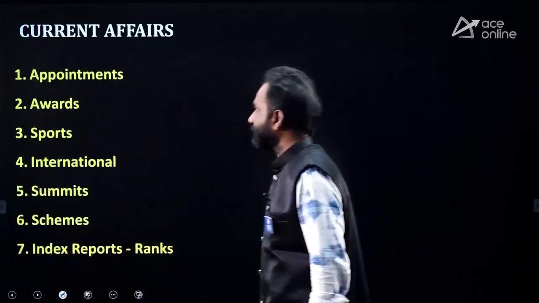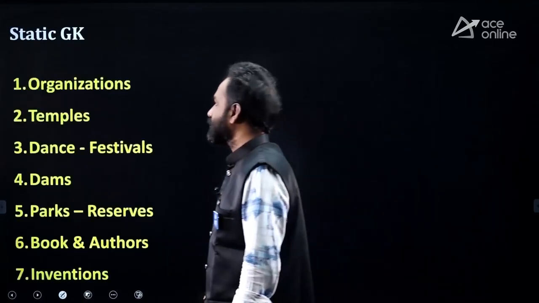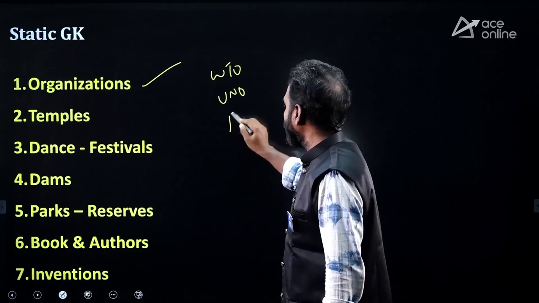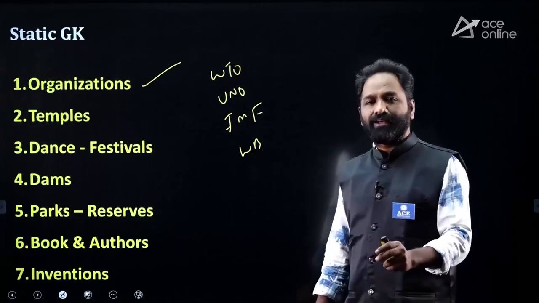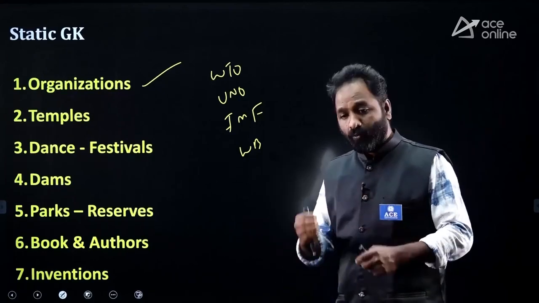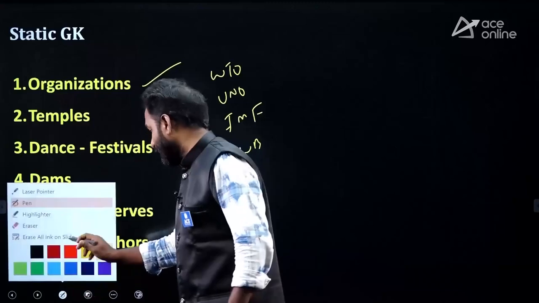Clear? Okay. Next, static GK. Of course, you have to give equal weightage to static GK also. International or national organizations like WTO, UNO, IMF, World Bank. You should have an idea of what that organization is, its headquarters, president, chairman, what the role of this organization is, and what their objective is. You have to follow that.